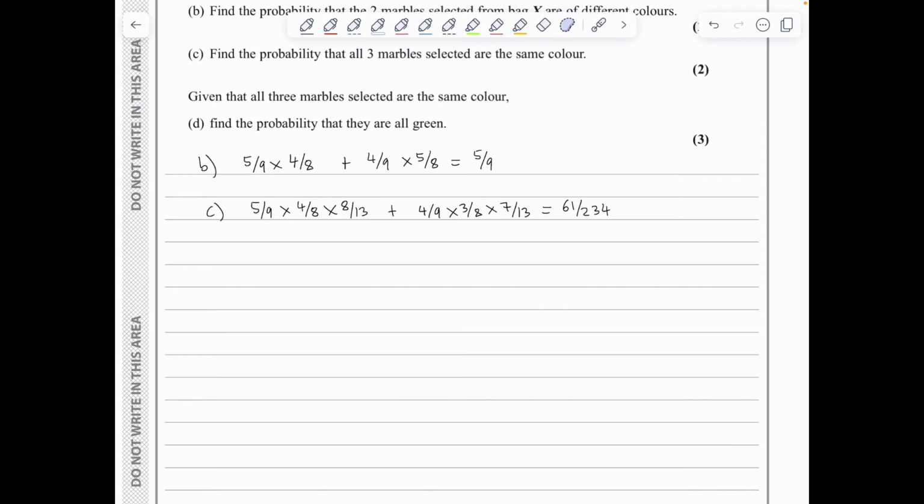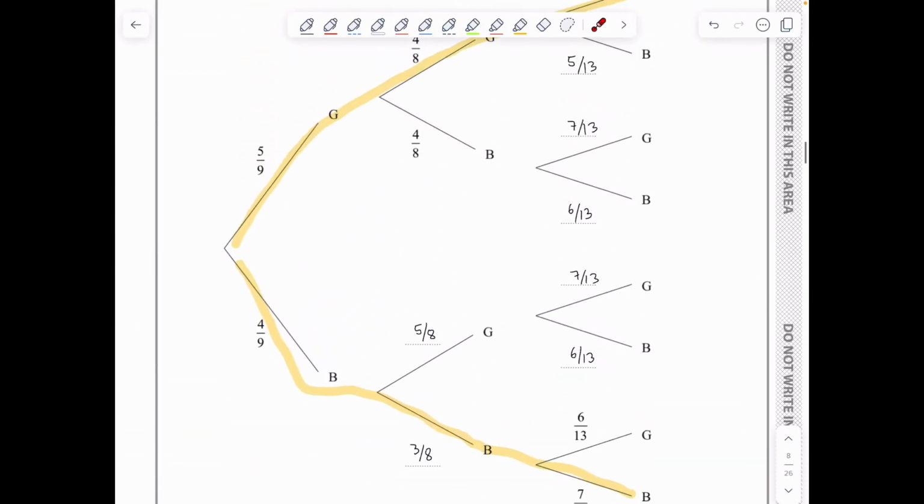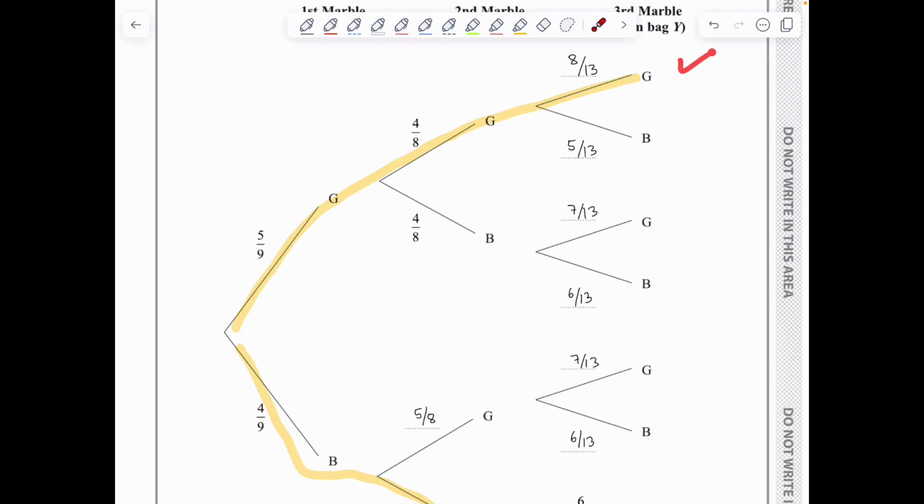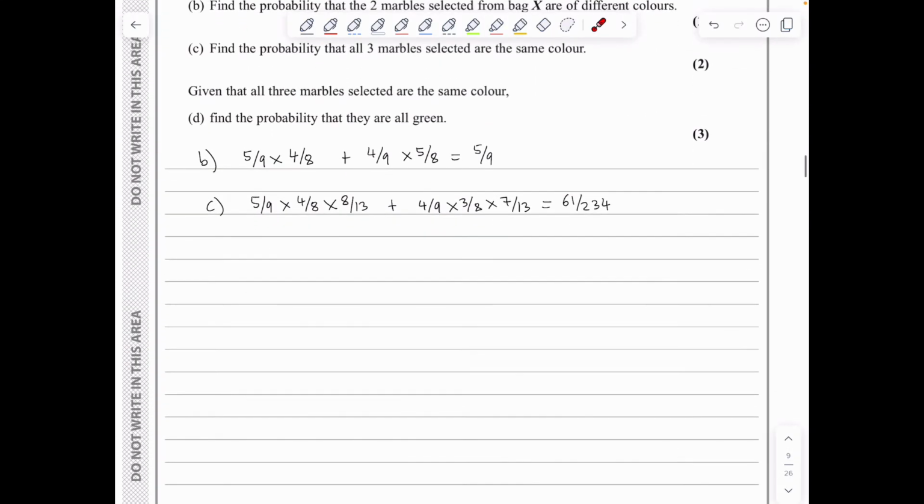In part D, we are told that given that all 3 marbles selected are the same color, find the probability that they are all green. So if we just go back to the tree diagram for a moment, this is conditional probability. It is given that they are all of the same color, which means that one of these 2 happen for sure, and we're wondering what's the probability that it's the green-green scenario. So what I'll be doing is the probability of 3 greens divided by what I know for sure to have happened, which is the probability of all being of the same color. So this is conditional probability.